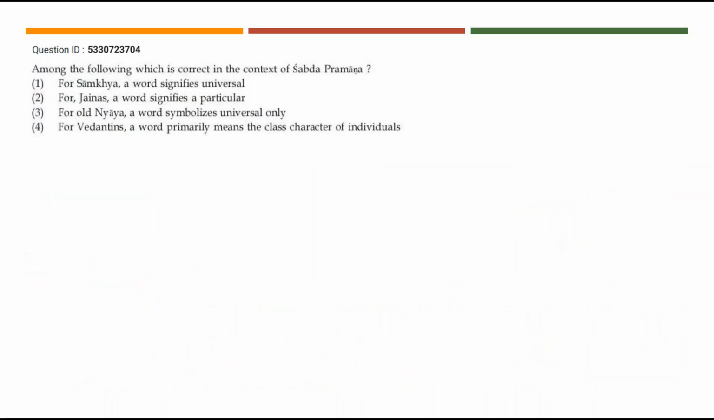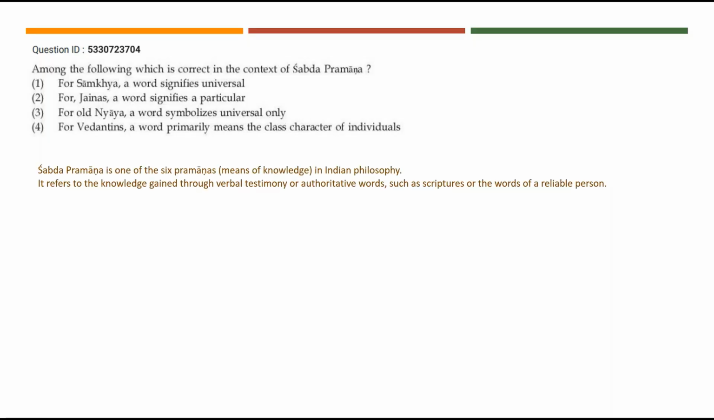Next question. Among the following, which is correct in the context of Sabda Pramana? So what is Sabda Pramana? It is one of the 6 pramanas. Pramanas, in the sense, we can say they are the means of knowledge in Indian philosophy. It refers to the knowledge gained through verbal testimony or authoritative words such as scriptures or the words of a reliable person. Either the source should be reliable or it should be taken from known scripture, we can say.